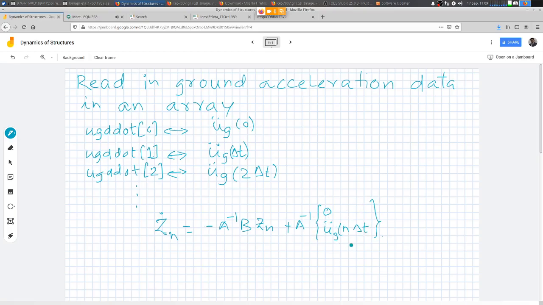So you will keep on changing this value of UG double dot for the appropriate time instant, whatever time instant you are looking at, and you will use this value of UG double dot from this array. Sir, yes, so we will make the array, and how will we make it read from the previous document? Means we give the extension file of that document or whatever.